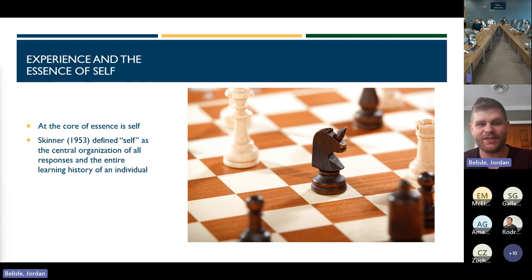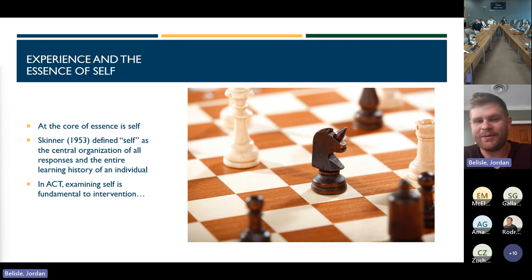It's really hard to explain the concept of self. If anyone's familiar with the chessboard metaphor, the point of it is that you are none of the pieces on the chessboard. Rather, you are the chessboard and the pieces and the entirety of that experience.